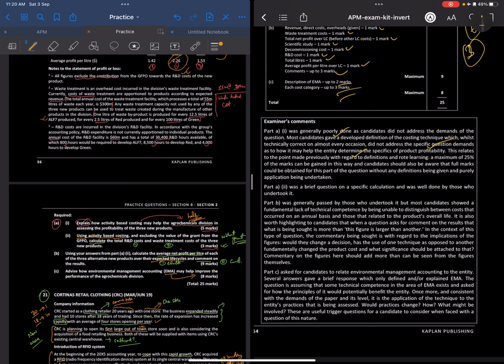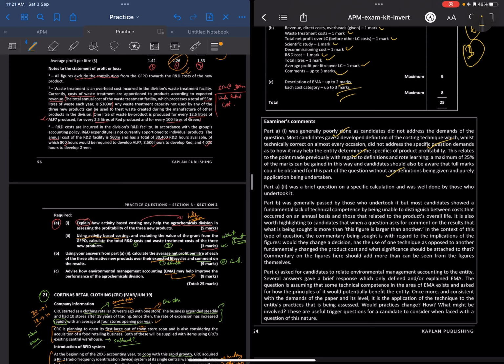We could have addressed it by talking about how ABC will basically not hide costs, or it's suitable in a higher overhead environment, and this is the current case over here. And then they could have talked about waste and R&D. So they did not address the demand, right? Candidates did not address the demand, and this relates to the point made previously with regard to definition and rote learning, right? A maximum of 25% marks can be gained in this way. Candidates should be aware that full marks could be obtained for this part of the question without any definition being given.